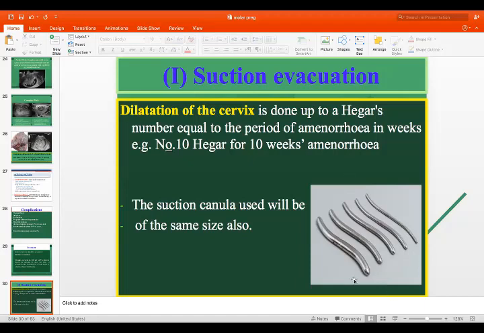And these are the Hegar dilators. They are of various sizes, and both ends have different sizes. If this is 4, this will be 5. If this is 6, then this will be 8. So they have different sizes on both sides. So suction cannula will be used of the same size also.